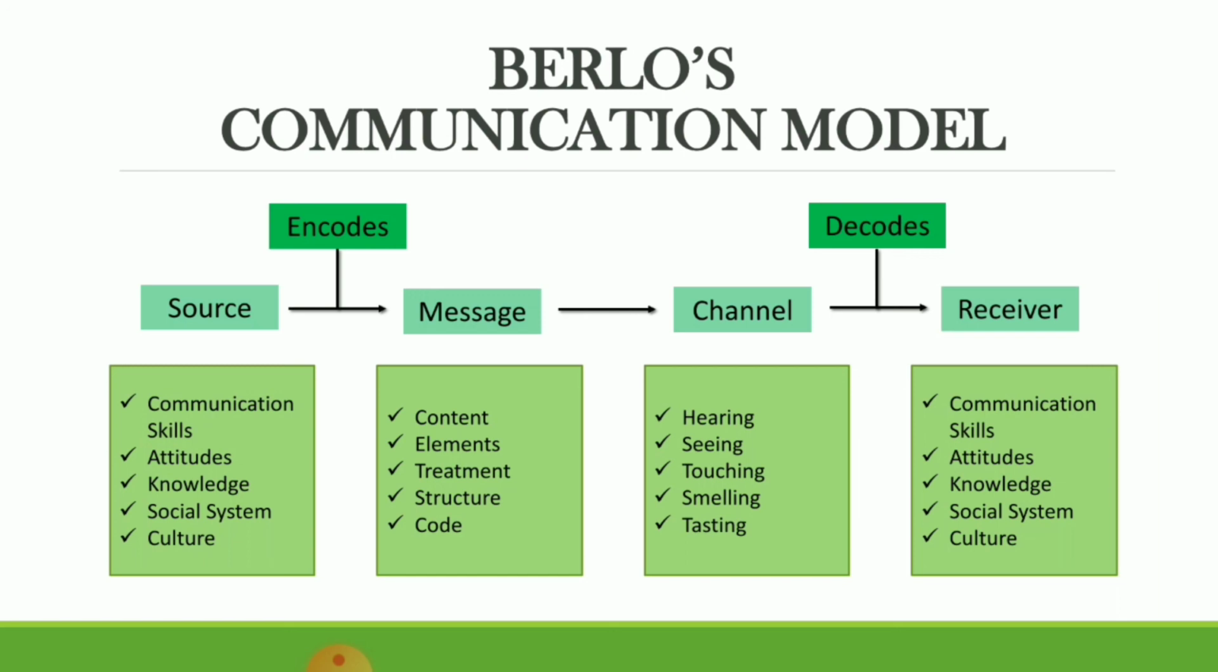The third variable, which is channel, refers to the different senses. We have seeing, hearing, smelling, tasting, and touching. Finally, the fourth variable is receiver, the one who decodes the message. Note that the components of this last variable are similar to those of the first, since for communication to be effective, both the source and the receiver should have good communication skills.